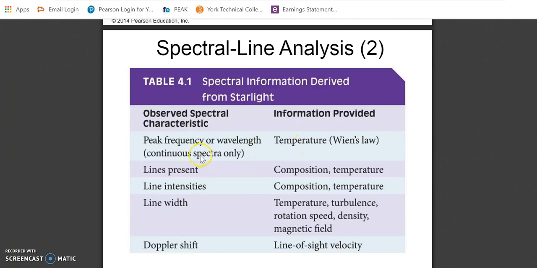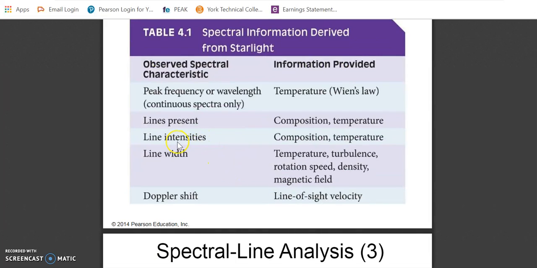That's called Wien's law. What particular lines are present will give you the composition, and of course what the temperature is as well. Of course, for the temperature you have to use Wien's law. The intensity of the lines will actually tell you something about the composition as well, basically what the relative composition is.